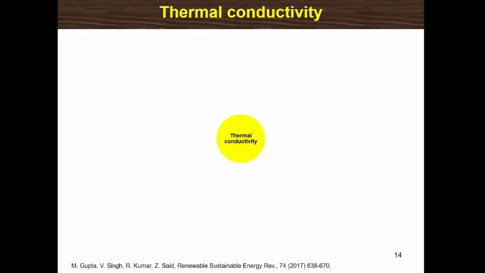One of the characteristics of fluids that determine their thermal performance is the thermal conductivity. The thermal conductivity of nanofluids depends on some factors such as particle concentration. Almost all previous studies show that the thermal conductivity increases with particle loading.